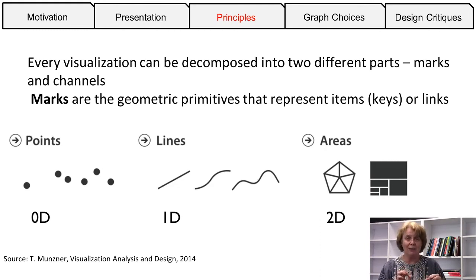So a mark can be zero-dimensional, in other words, just a point, or it could be one-dimensional, which is a line, or it could be two-dimensional, which is an area, which actually has an aspect of a channel as well, but let's talk about that next. So you can use points, you can use lines, or you can use area to convey information. So then you can also use channels.